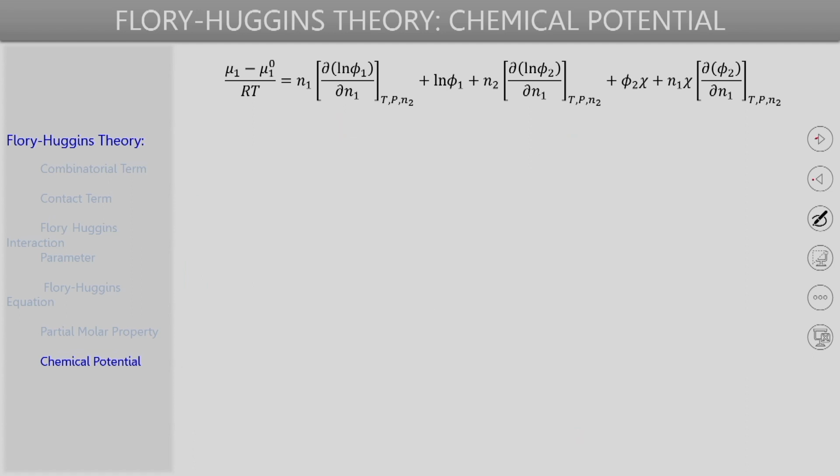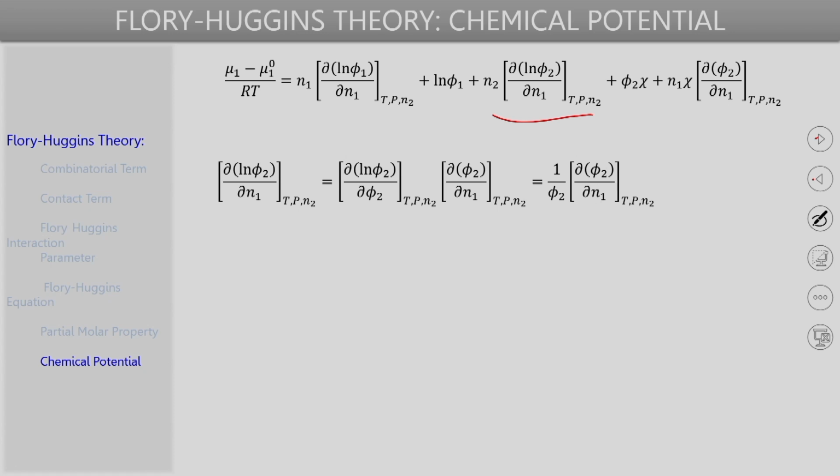Now let us consider the second term, the second partial derivative, which is del ln phi 2 by del n1. For this, the same approach as we used for the del ln phi 1 by del n1 term in the previous slide can be used, and finally the partial derivative can be expressed as 1 over phi 2 times del phi 2 by del n1. Next, to evaluate this partial derivative, let us see how phi 2 depends on n1. Based on the definition of phi 2 in terms of number of molecules, the same can be converted to the number of moles, and the expression that we get is this here.